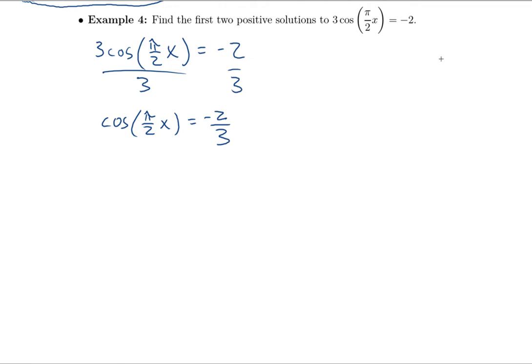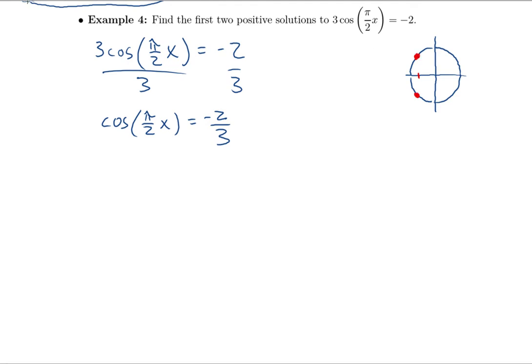I think it's still a good idea to draw a circle. Just understand that this is not a special value on the unit circle, so we're not going to expect to find that. But you can still mark where about negative 2/3 is. So think to yourself, cosine is the x value on the unit circle. So when is the x negative 2/3? That's about there. So that puts me there and there. Now I don't know what these numbers are yet, but that gives me a picture of what's happening.